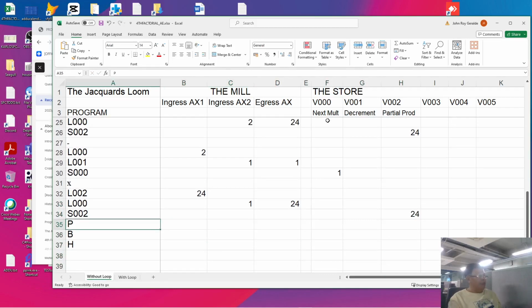And the next is a P. P means print, which means that the value of the egress axis, which is 24, is printed into the next card. And B means bell, to awaken the sleeping operator, and H means halt.